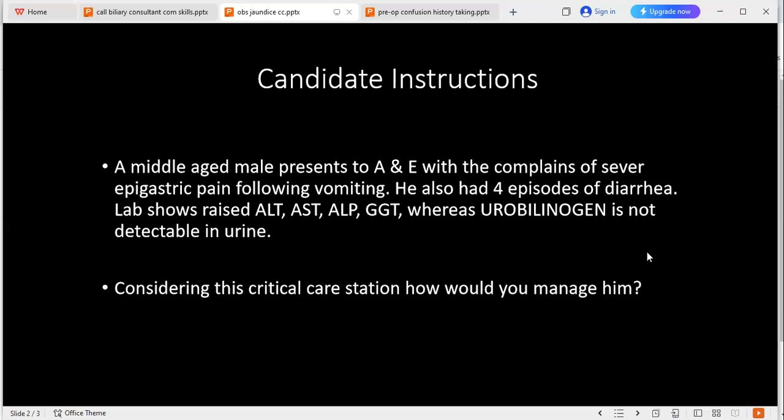All right. Considering the situation of the patient, how did you come to this provisional diagnosis that it could be obstructive jaundice? Yes, ma'am, because urobilinogen is not detected in the urine. Keeping this in mind, I will confirm my diagnosis. It could be obstructive jaundice, ma'am.